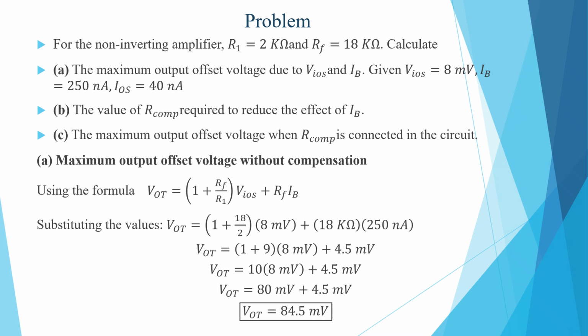So let's look into maximum output offset voltage without compensation. The formula is VOT equal to (1 plus RF by R1) into VIOS plus RF into IB. By substituting the values given in the question, we get VOT equal to (1 plus 18 by 2) into 8 millivolt plus 18 kilo ohm into 250 nanoampere. So we get VOT equal to 80 millivolt plus 4.5 millivolt, which is equal to 84.5 millivolt.